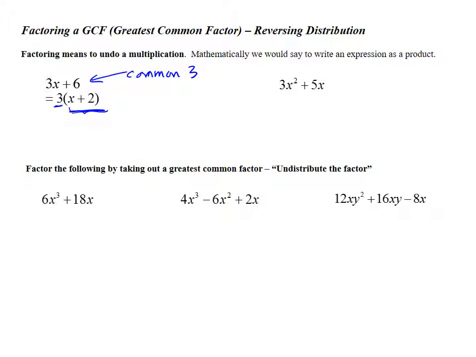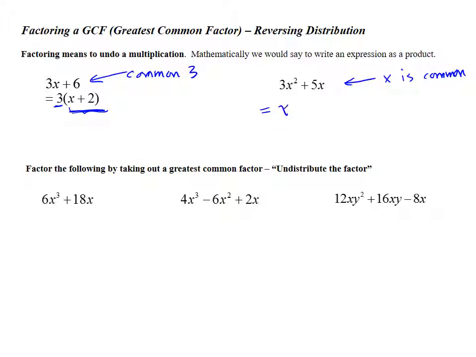Here we have 3x squared plus 5x. If we think about factoring that, what we want to do is look for something that's in both terms. The 3 and the 5 don't have anything that is common that you could divide into both, but both terms do have an x in there. That means x is common, so we can divide it out of both. To do that, we're going to undistribute.